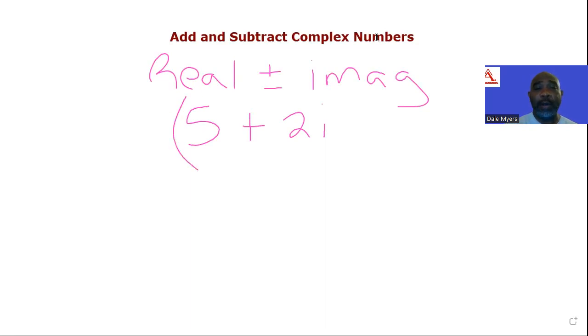Or I'll put that in parentheses. Let's say we wanted to add that to something like 7 minus 3i. That's another complex number.